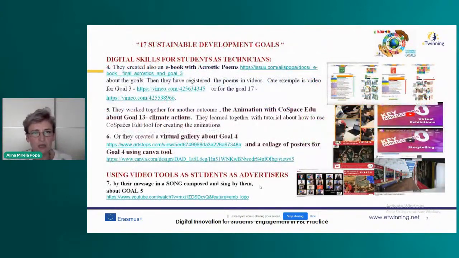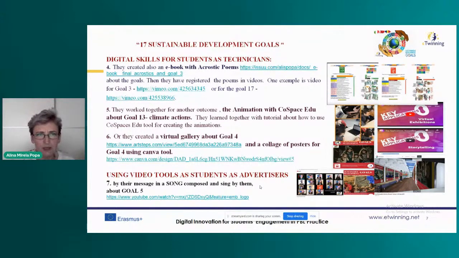Students, as technicians: I have to admit that sometimes I'm not the best technician, that I'm going to students and ask them, how are you doing this video, or how you manage with that app, because I'm not using a phone. It's too small to see something on my phone. So I have to accept that the big technicians are our students.